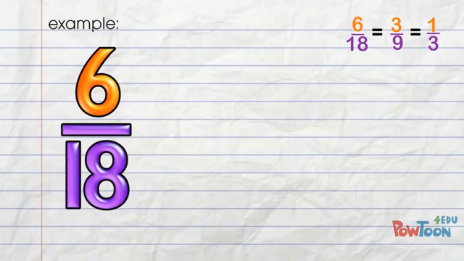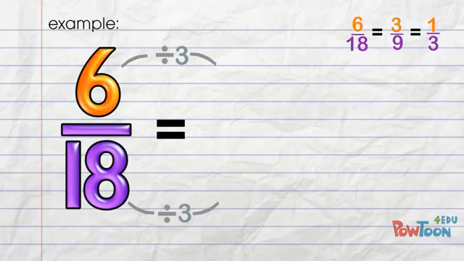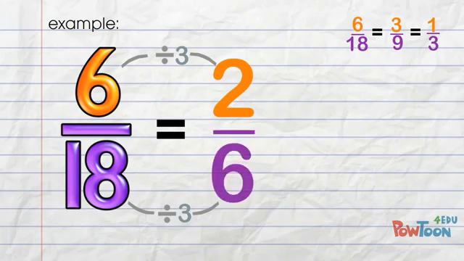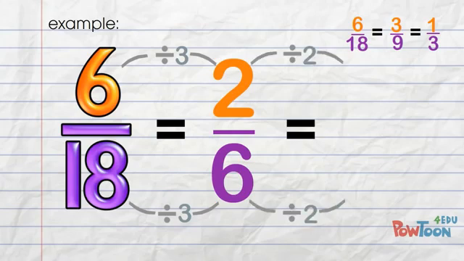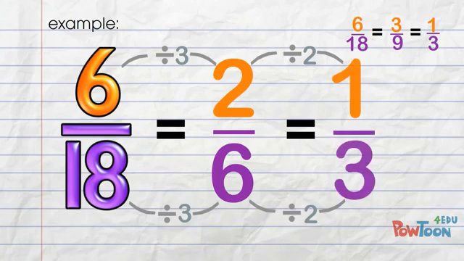Now, I could also have taken our 6 over 18 and divided by 3 because both those numbers are in the 3 times table. 3's into 6, 2 3's are 6. 3's into 18, 6 3's are 18, 2 over 6. These are both even numbers. I can divide by 2. 1 2 is 2 and 3 2's are 6, 1/3.